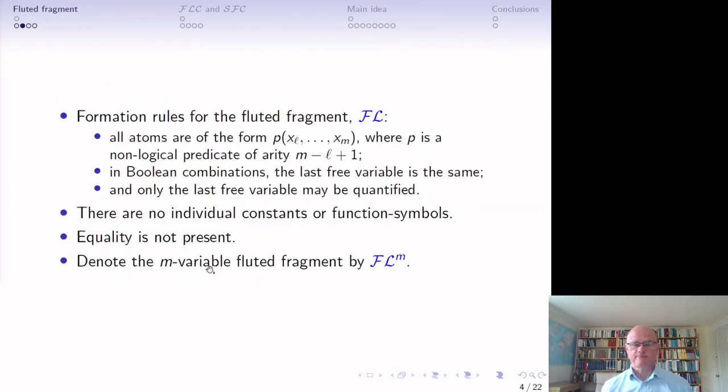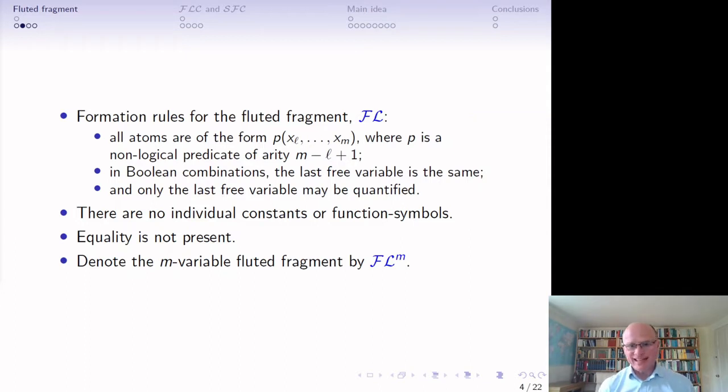More precisely, we consider the fragment of first-order logic in which all atoms are of the form shown here, a non-logical predicate followed by a contiguous sequence of numbered variables as arguments. Boolean combinations can be formed from formulas only when their last free variable is the same, and only the last free variable of a formula may be quantified. Thus, equality, individual constants, and function symbols are not present. We call the resulting system the fluted fragment, abbreviated FL.